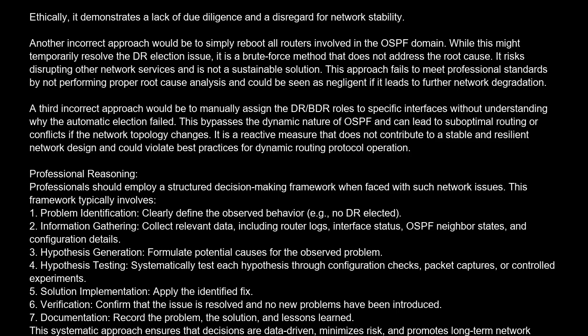Professional reasoning. Professionals should employ a structured decision-making framework when faced with such network issues. This framework typically involves: 1. Problem identification. Clearly define the observed behavior, e.g., no DR elected. 2. Information gathering. Collect relevant data including router logs, interface status, OSPF neighbor states, and configuration details. 3. Hypothesis generation. Formulate potential causes for the observed problem. 4. Hypothesis testing. Systematically test each hypothesis through configuration checks, packet captures, or controlled experiments.